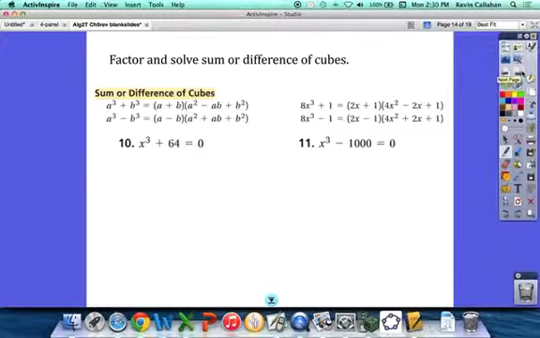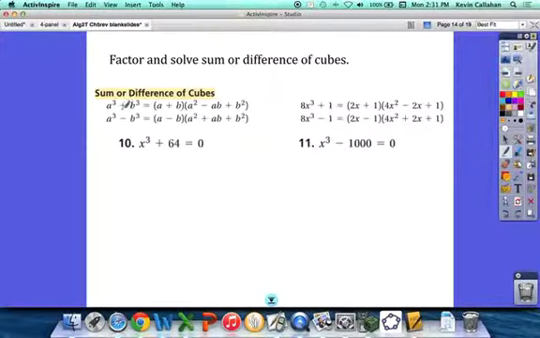Right? Sum and difference of cubes. We've got formulas. Yes, you have to know the formulas. They're not given to you. You have to know them. Remember the pattern. The sum of cubes, a to the 3rd plus b to the 3rd, is a plus b times a squared minus ab plus b squared. The difference of cubes is almost the same. It's got more things similar than it does different. That plus is a minus. That minus is a plus. Everything else is the same.